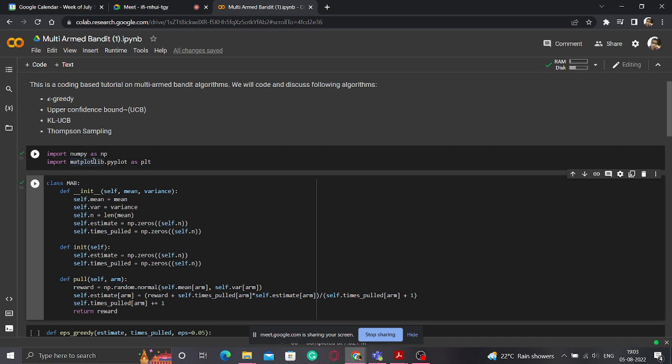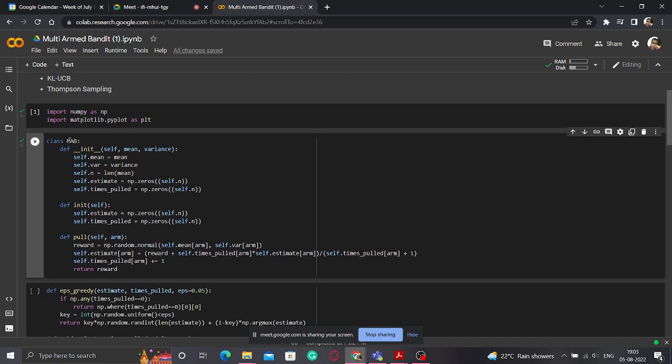So first thing you have to do is plotting. And then you define a class multi-arm bandit. So this is basically your environment. Every environment has a mean and variance, so mean and variance for the arm. Here I have taken it as a vector. So these things I think you can code up yourself.